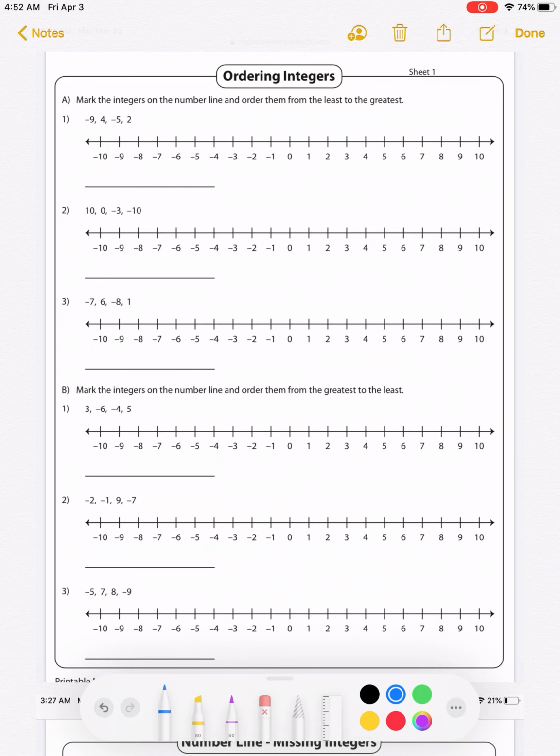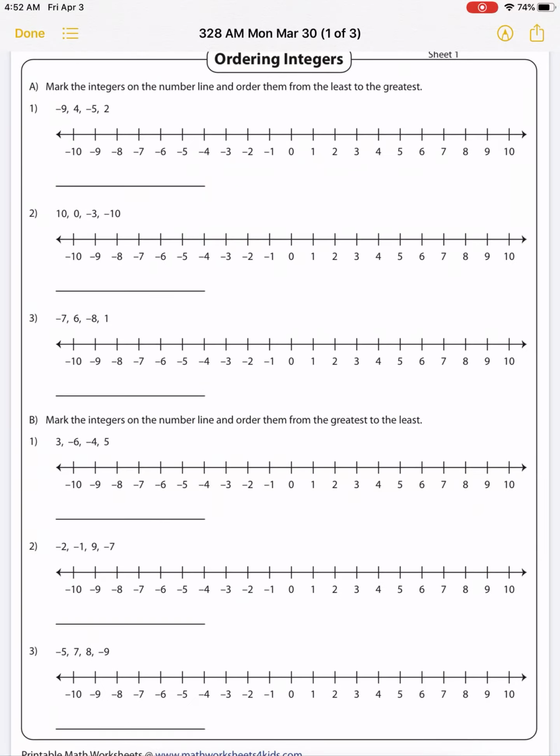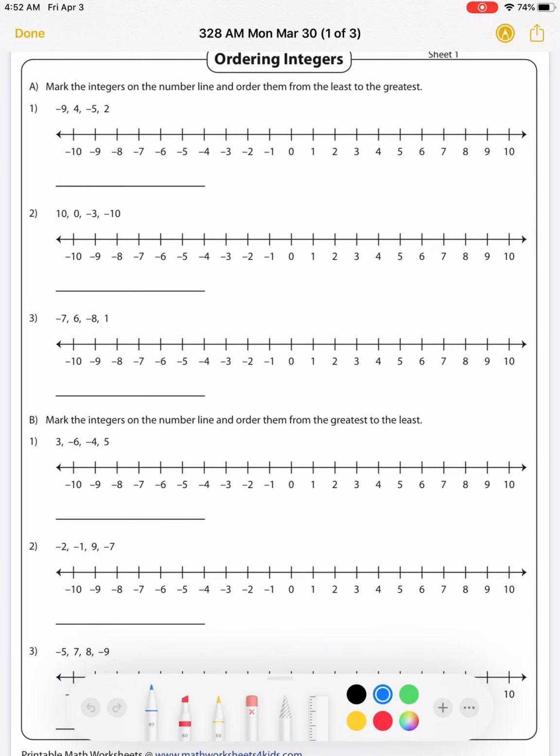We have to do -9. So -9 is here. So I'm going to put a point here or a dot here. They want us to indicate or mark number +4, which is here. They want us to mark or indicate -5. And I'm going to go to the left where my negative numbers are. Here's -5. And then +2. I'm going to go to the right of the 0 or the right of the origin, which +2 is here. Right? Easy stuff, right?